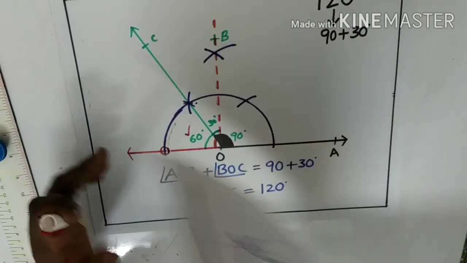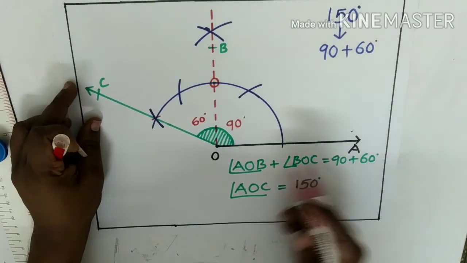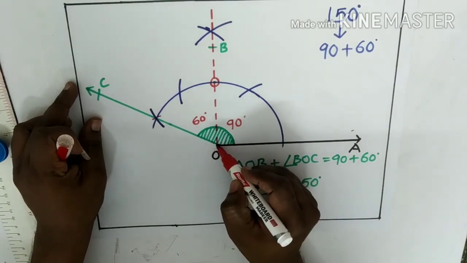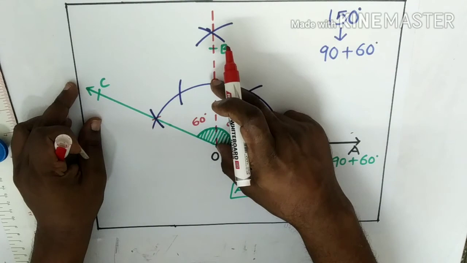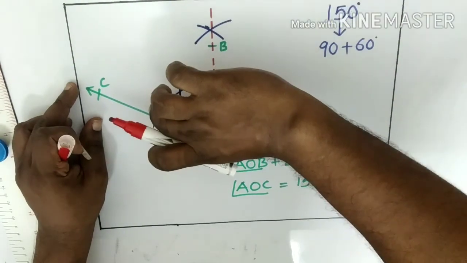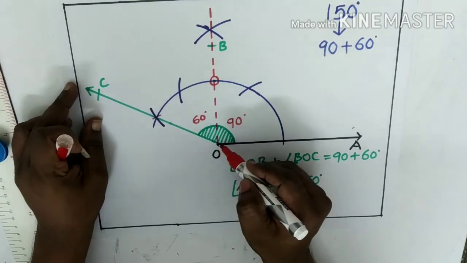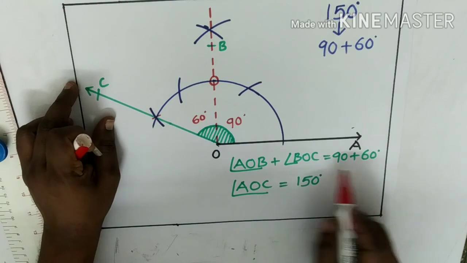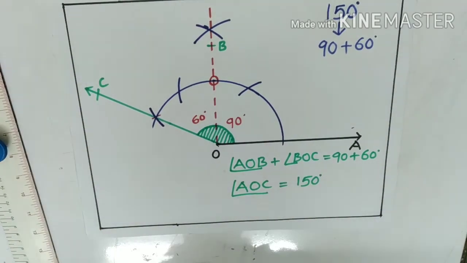In 150 degrees, now from here I took the 60 degrees arc, that is the equilateral triangle arc. From here one arc, from here to this side one arc, then this is the 60 degrees ray I considered. So 90 plus 60 will become 150 degrees.